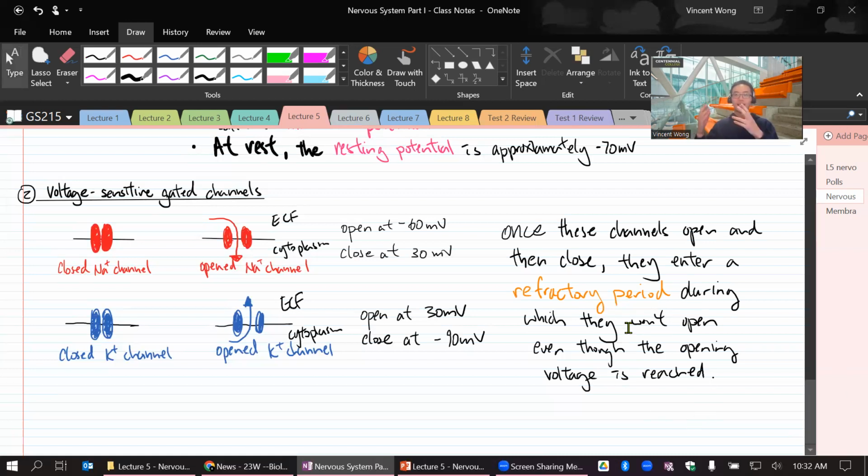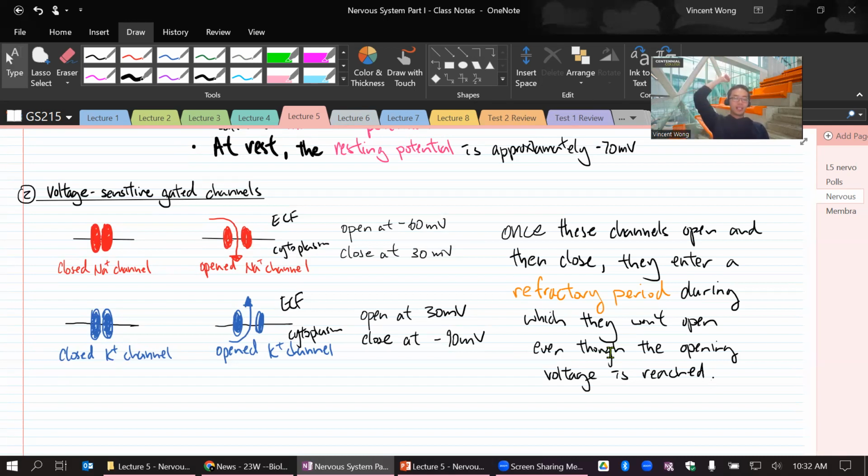I don't know if you guys make the connection. It's like that example, that scenario. It's kind of an analogy for me to remember something like that. So are we good? Like that's all the background information, right? With the sodium potassium pump and with the voltage sensitive gated channels.